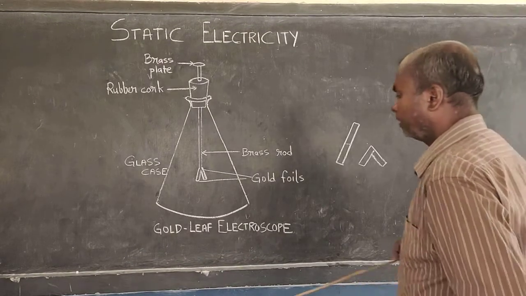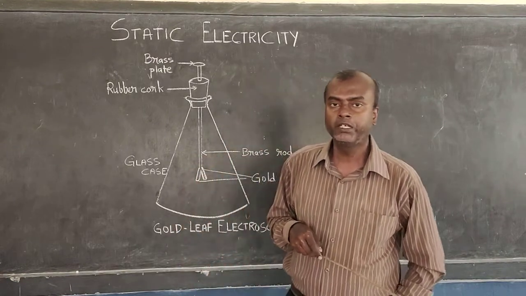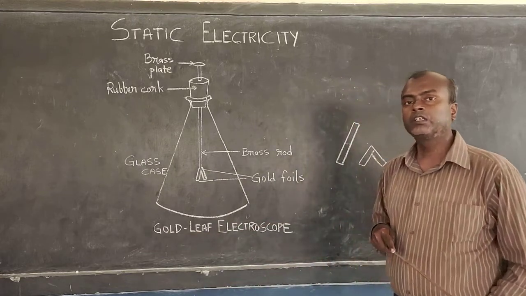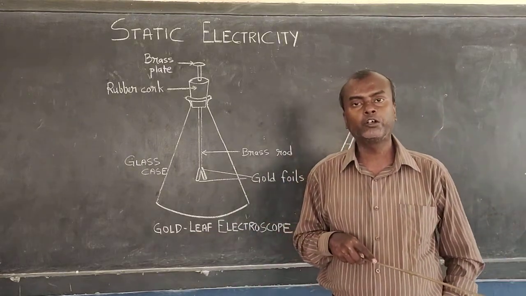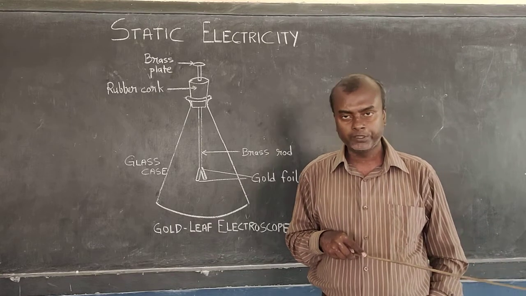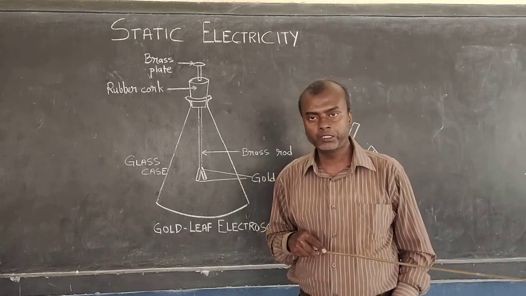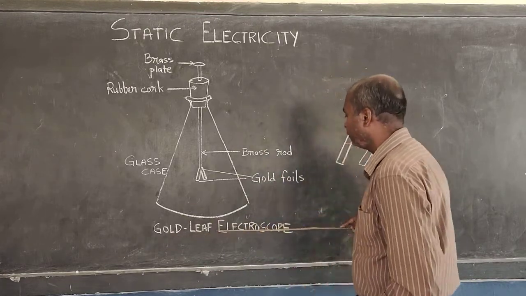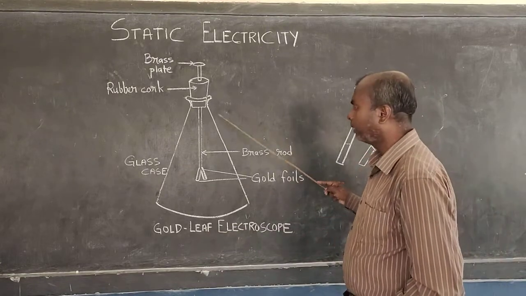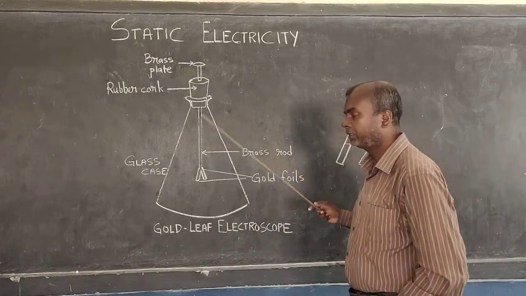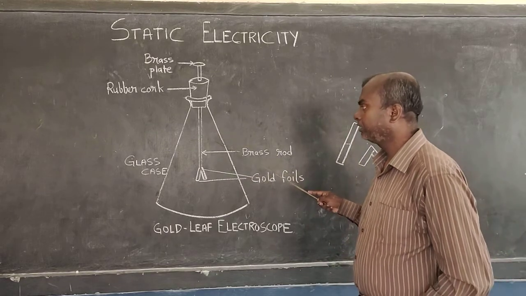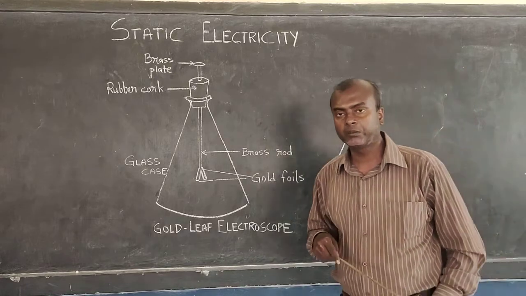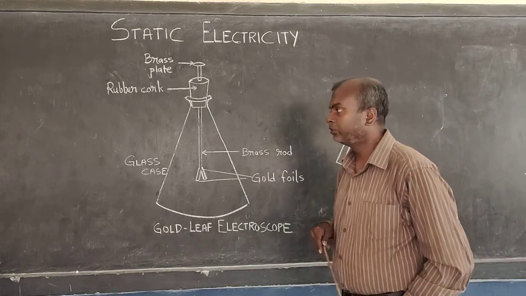Just now we discussed that objects can be charged by rubbing them with each other. Now this is an instrument which is used for detecting whether any object is charged or not, and if it is charged, what kind of charge, positive or negative, it has. This is called a gold leaf electroscope. Now we will discuss its parts. What does it do? Let's revise again. It detects charge in a body. That is the first function. The second function is it tells what kind of charge, positive or negative, is there in the body.